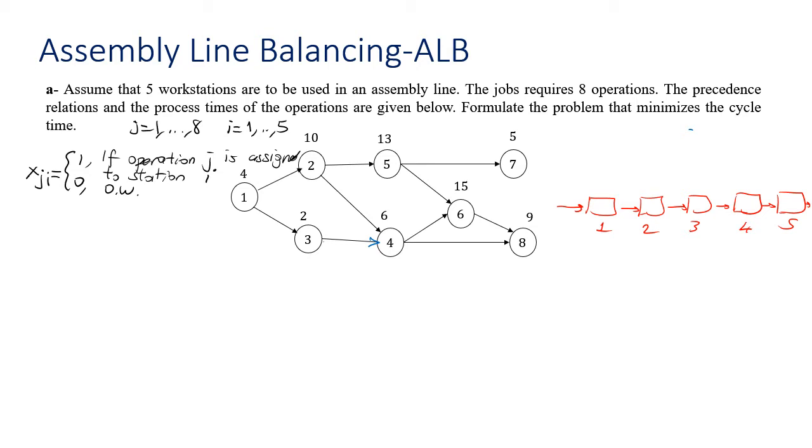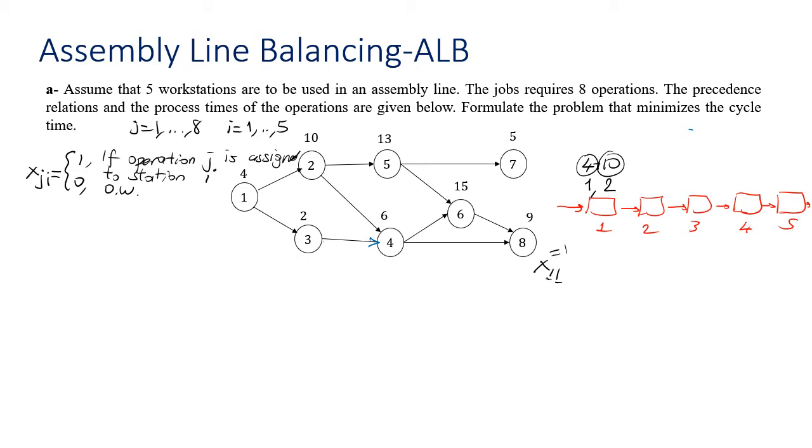Okay, now using this decision variable, I should be able to write my objective function. The objective function is the cycle time, which is the largest processing time of the workstations. As I told you, if we assign operations 1 and 2 to the first workstation, the total time will be 4 plus 10, the summation of the processing times of the assigned operations. Okay, so how can I find this time? So look, remember, x11, what does this represent? This one represents the operation 1, and this one represents the workstation 1.